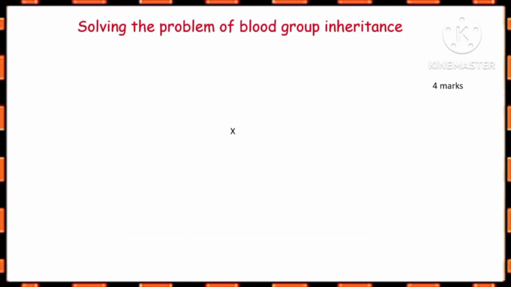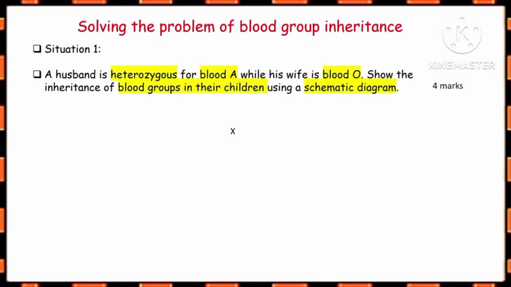Okay, students, let's solve a problem of blood group inheritance. Okay, look at the question. A husband is heterozygous for blood A, while his wife is blood O. Show the inheritance of blood groups in their children using a schematic diagram. The mark given for this question is 4 marks, which is quite high, and you need to draw a schematic diagram for the answers. First, you need to list the parents, which involve the father and the mother. Based on the statement given, you know that the genotype for the father is heterozygous for blood A, and the mother is blood O.